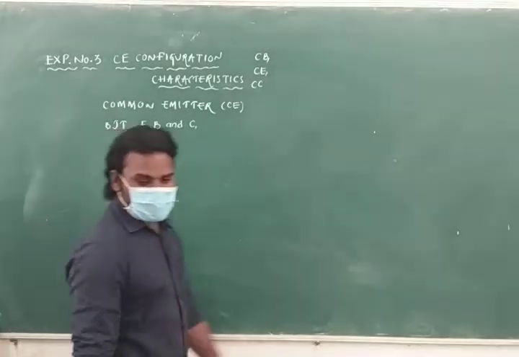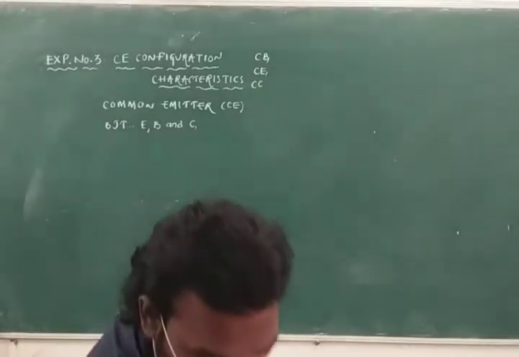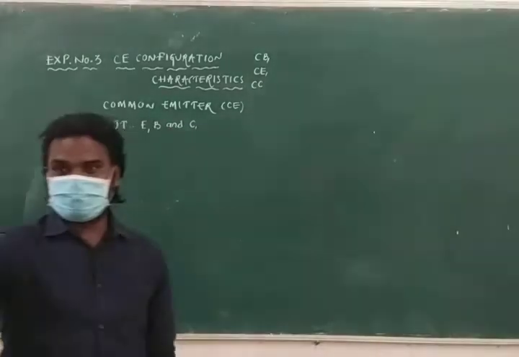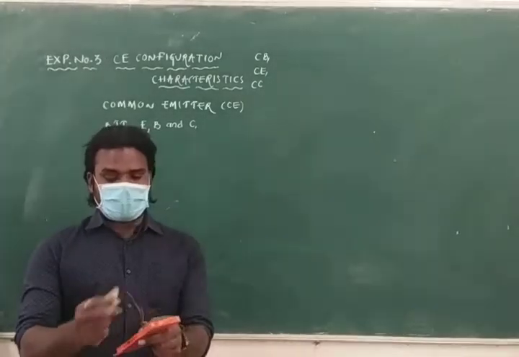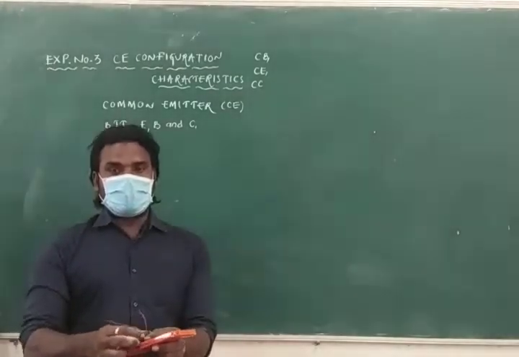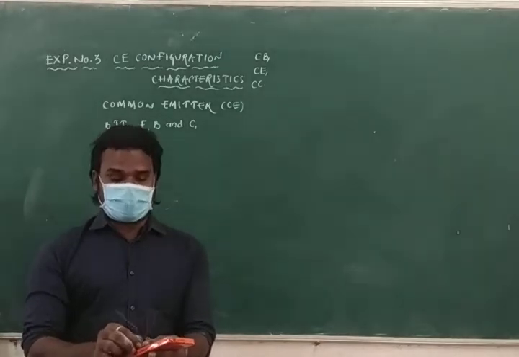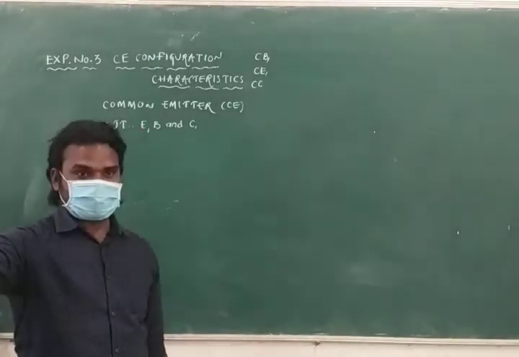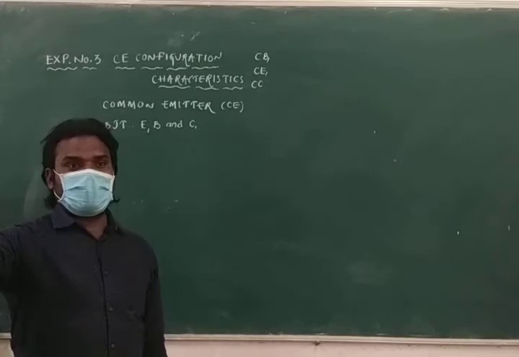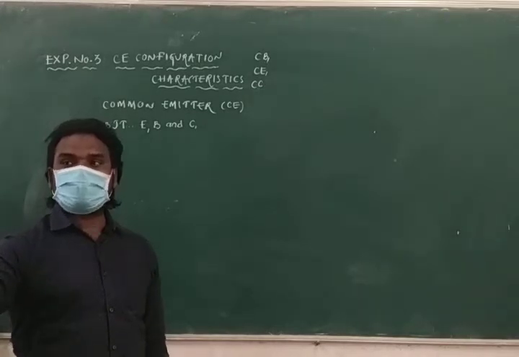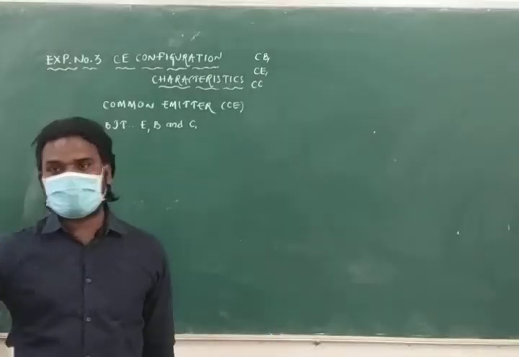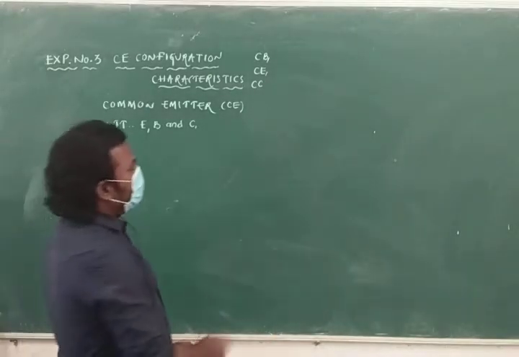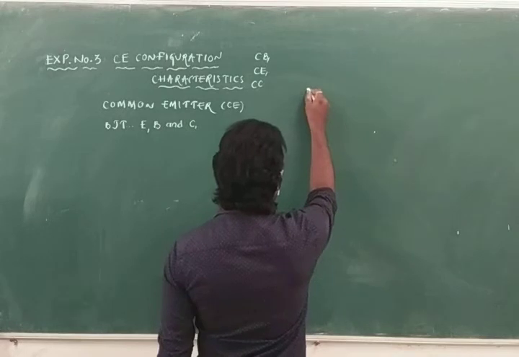In the lab, I am going to show the BJT. This is a BJT. How many terminals does it have? Three terminals. What are they? Emitter, base, collector. The middle one is called base. The first one is emitter and the last one is collector. So we must be able to identify what is emitter, what is base and what is collector.